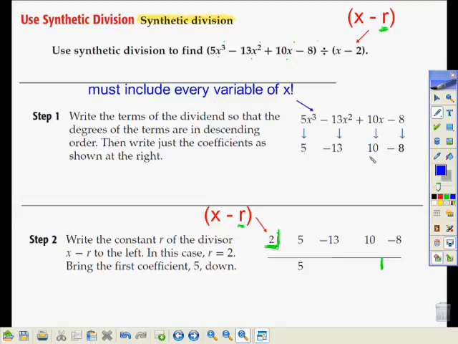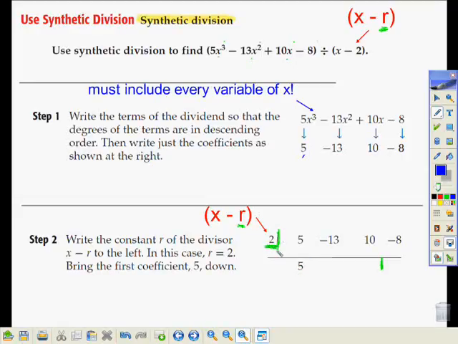For the other numbers, now again, check 3, 2, 1, and then no x. It has to be in that order, and every term has to be there. But I'm only going to take the coefficients, the 5, the negative 13, the positive 10, the negative 8, and I'm going to write those out in order over here. Our first step then is to just bring this one down. Just bring down the 5. That's it.